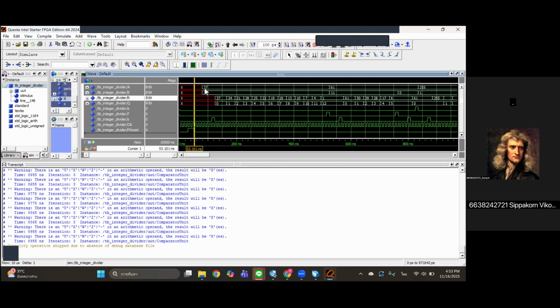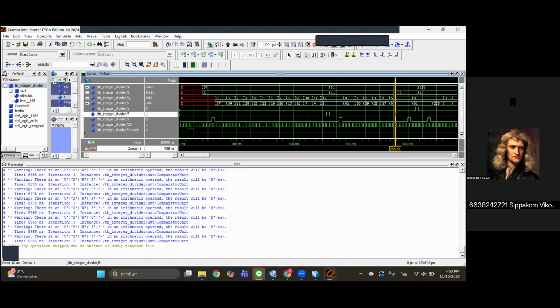And then we input A equal to 37 and B equal to 3. And we start. Then for the finished signal, Q is equal to 12 and R, the remainder, is equal to 1, which is what we expected. The second test case, 61 divided by 11. Finished signal here. So the output is 5 and 6 for Q and R respectively.